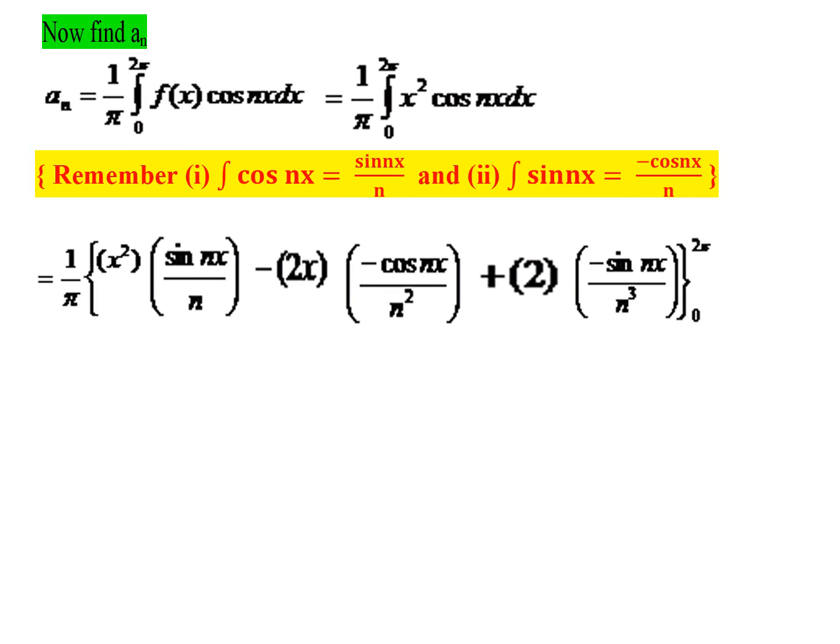Now that's all, because the next term will be, when we differentiate the first, here the first sitting is 2. So when we differentiate that, we will get 0. So 0 into anything is going to be 0. So after this, all the terms will become 0. So this is the end of the integration. And now we have to apply the limit from 0 to 2 pi.